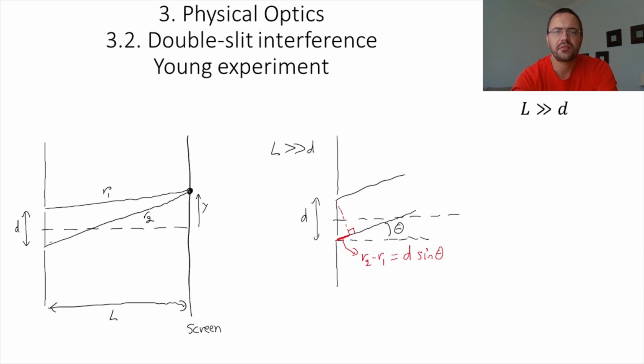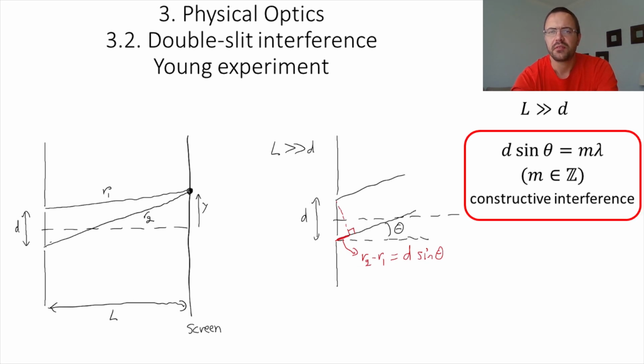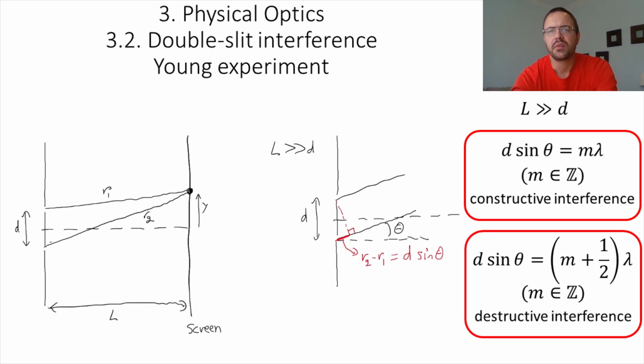So when this path difference is equal to m lambda, with m any integer number, then we will have constructive interference. And if the path difference is equal to (m plus 1/2) lambda, again with m an integer, then we have destructive interference. And this gives you the angle theta for which we see a bright fringe or a dark fringe.